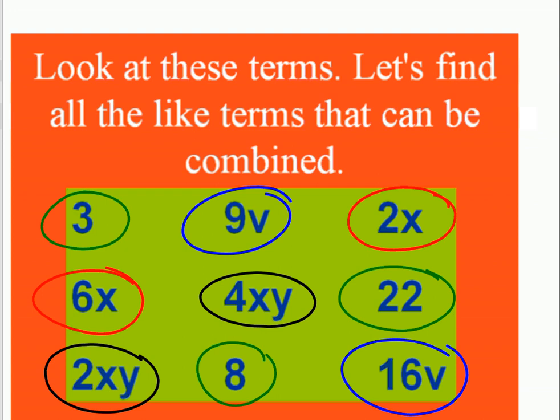So look at these like terms. Let's find all the like terms that can be combined. So v, we've got to look for any other ones that have a v to combine with this one. So the only other one with a v is 16v. So 9v and 16v are like terms.